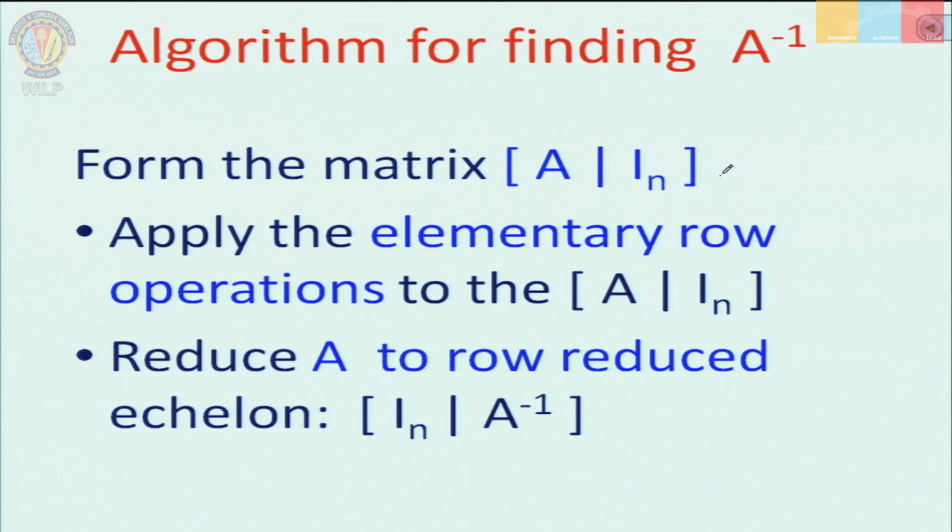[A | I], and see if we can convert this matrix A into an identity matrix, then whatever matrix you are going to get, that will be the inverse of A. If this matrix is not an identity matrix, that will imply that A inverse does not exist. Let us see quickly one example.